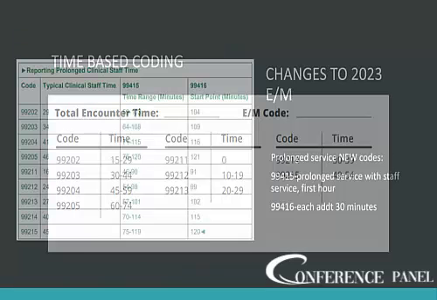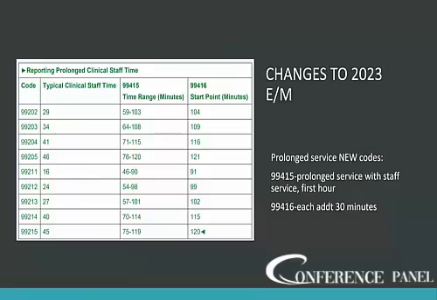We do have some changes to our prolonged services, which I'm super excited for in 2023. So these are available to use in 2023. So don't use these until then. But we have a new code, 99415, that is a prolonged service with staff for the first hour. So this is to be used with your E&M code, and this is just for staff time, and it starts at 29 minutes. So if your staff was with a patient for more than 29 minutes without the doctor, then you can bill 99202. 29 minutes is the value of the code. So after 59 minutes, then you can bill a 99415.